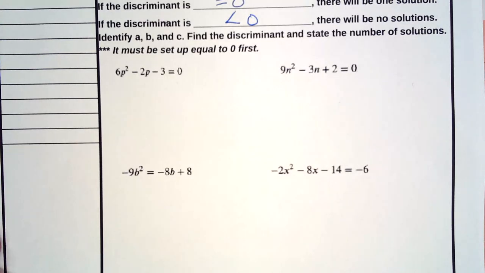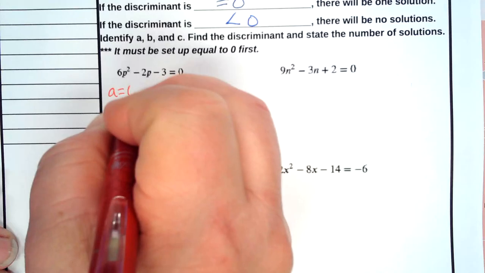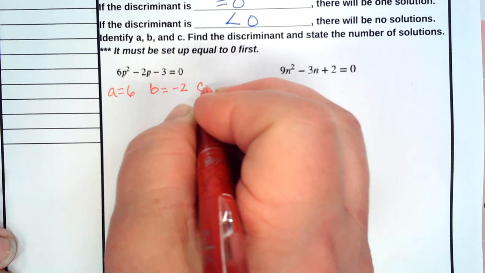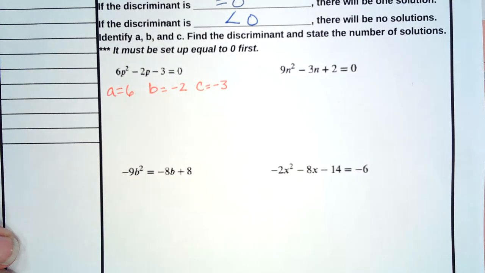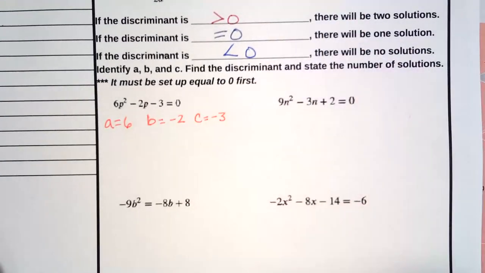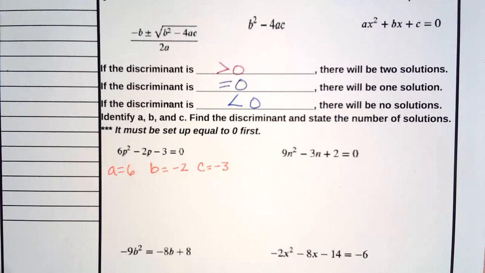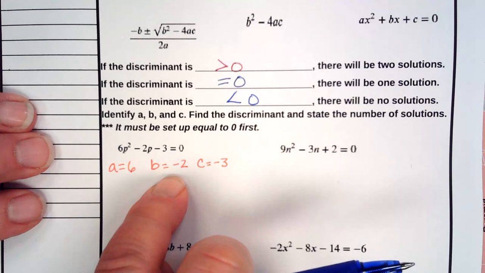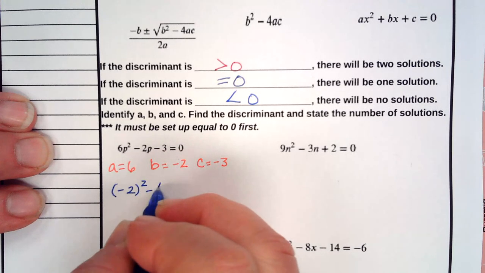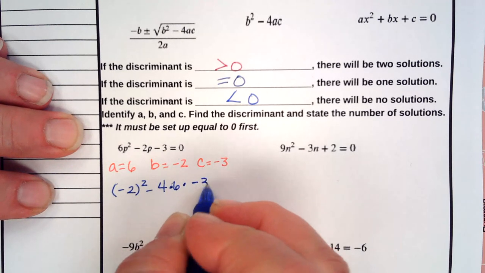Find A, B, and C. A is 6. B is -2. C is -3. Now let's put it into our formula. B squared minus 4AC. Okay, so what is B squared? -2 squared minus 4 times 6 times -3.